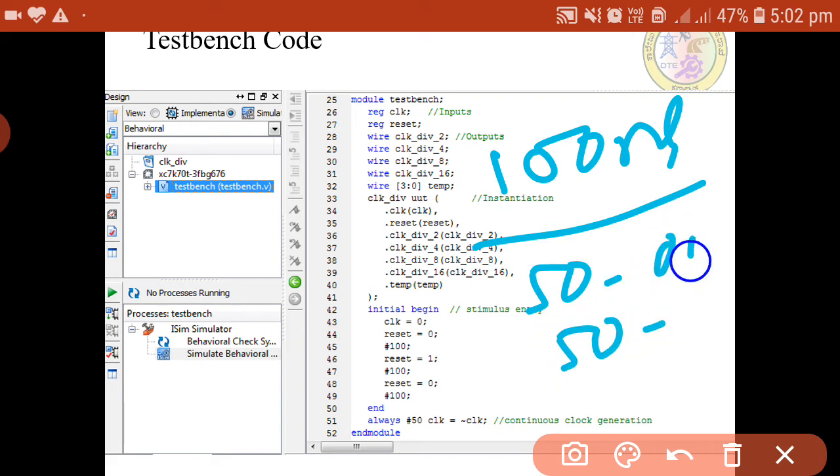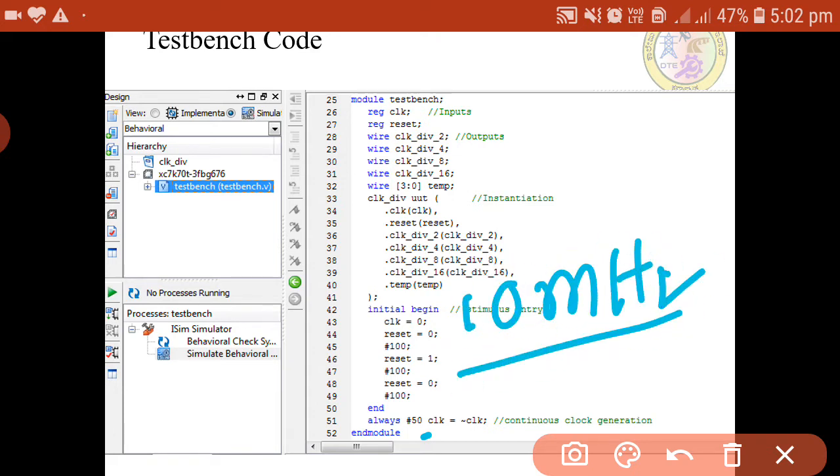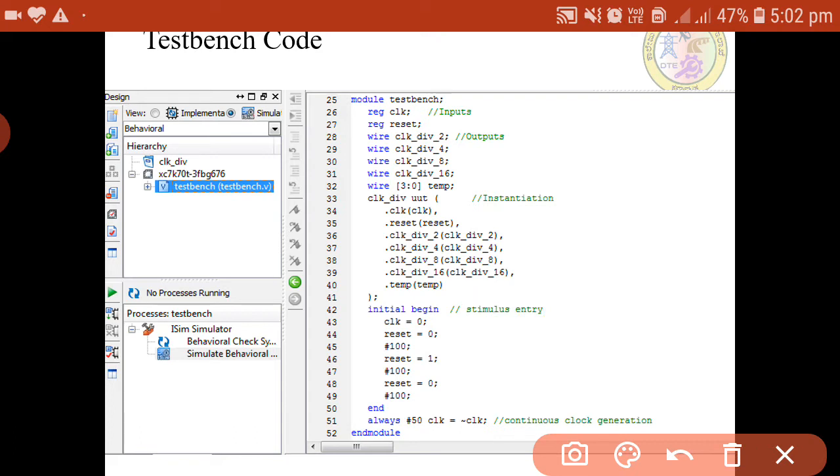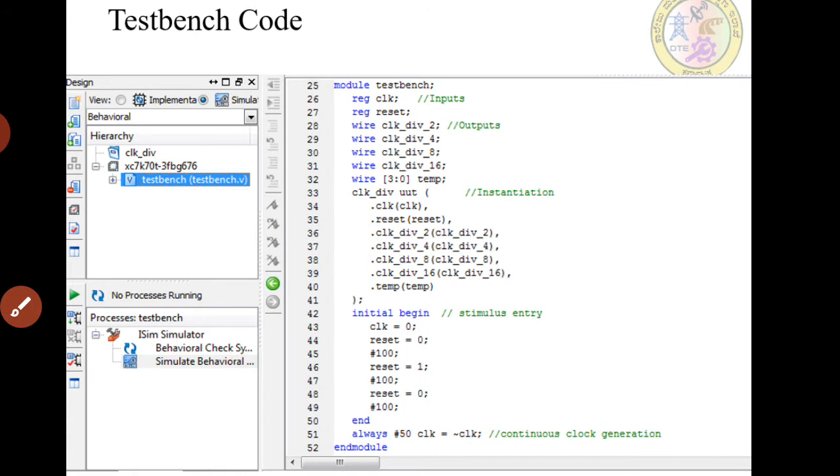So 50 off period and 50 on period, that's what the delay has given, 50. Always hash, okay, this is giving the reset, and after the begin and end we have used always and hash, 50 nanosecond off period and 50 nanosecond on period. So totally the 10 megahertz will be generated in the test bench. Okay, so this is how to give the input in the Xilinx ISE code.